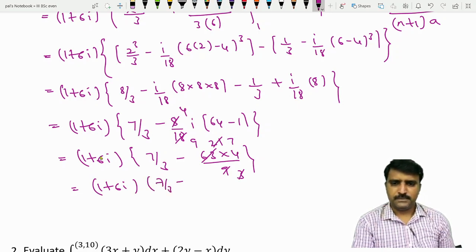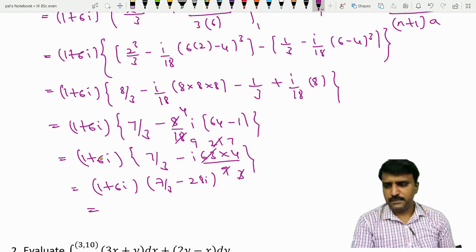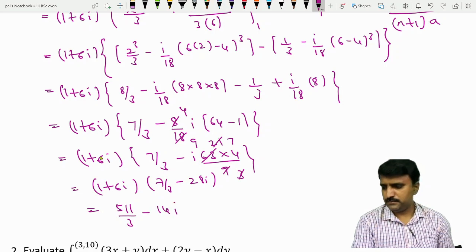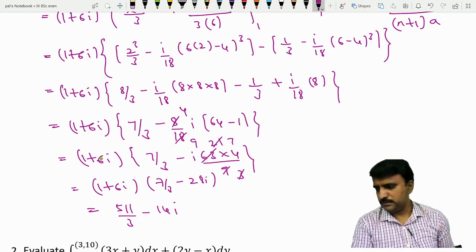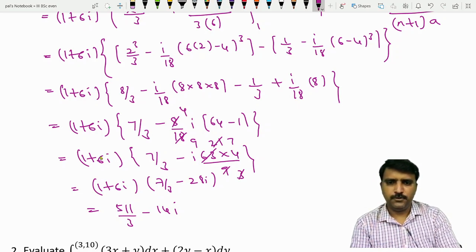Minus 7 4s are 28 into i. As you go on simplifying this, finally we get 511 by 3 minus 14i. Okay, that's it.